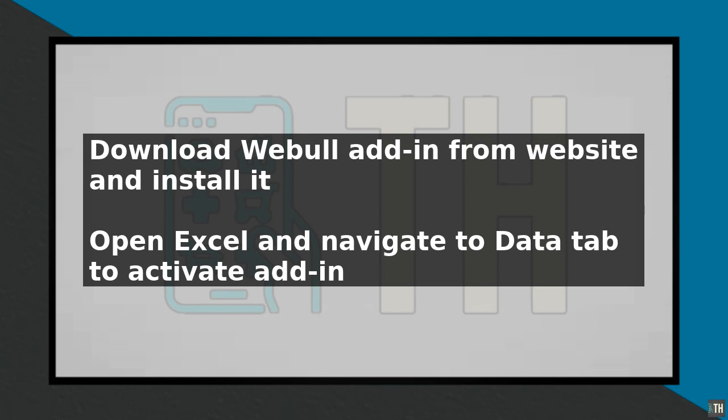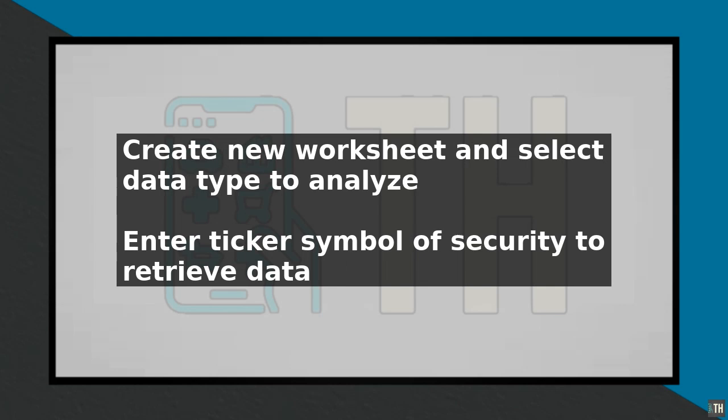Next, create a new worksheet or open an existing one where you want to perform the analysis. In the Webull add-in, select the type of data you want to analyze, such as stocks, options, or cryptocurrency. Then, enter the ticker symbol of the security you want to analyze. Webull will retrieve the data and display it in a table format.